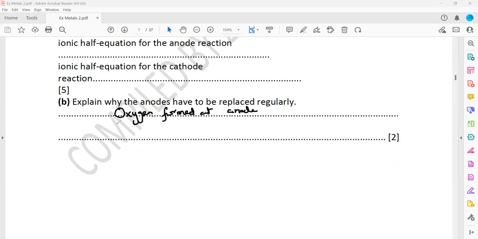Oxygen formed at the anode will react with the carbon at the anode due to high temperature. So due to high temperature, there is a reaction between carbon and oxygen at the anode. That's why we have to replace this anode regularly.